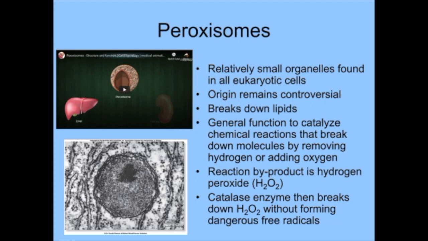Hydrogen peroxide is highly reactive inside of our cells. It is considered a free radical. So the peroxisome has to break down the hydrogen peroxide that it made, and it does so with an enzyme called catalase. And catalase breaks down hydrogen peroxide into water and oxygen gas. And if you ever poured hydrogen peroxide on a cut, the catalase in your red blood cells is what is causing majority of the fizzing that you see with hydrogen peroxide on a wound.